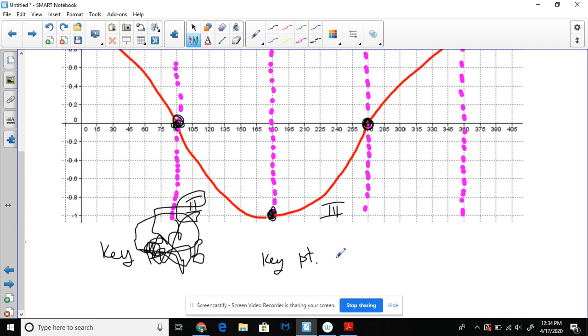Yeah, so the key points are always at when theta is 0 or 90, 180, 270, and 360, right? For when we look at sine theta or cosine theta. Okay.